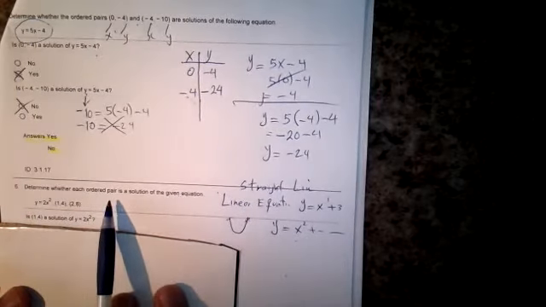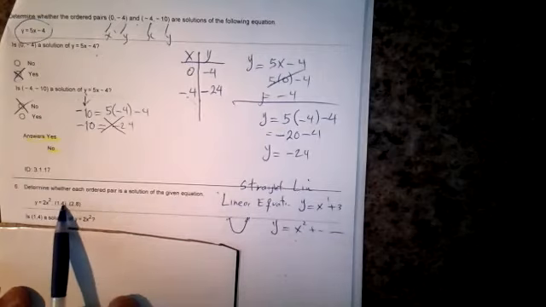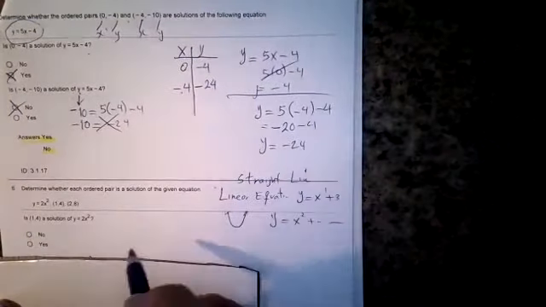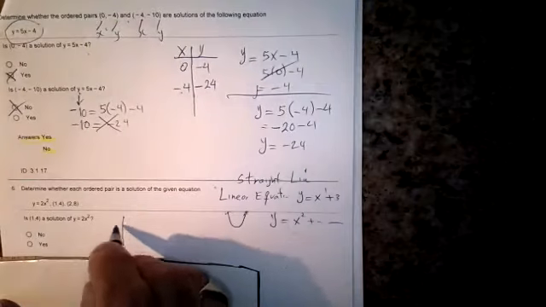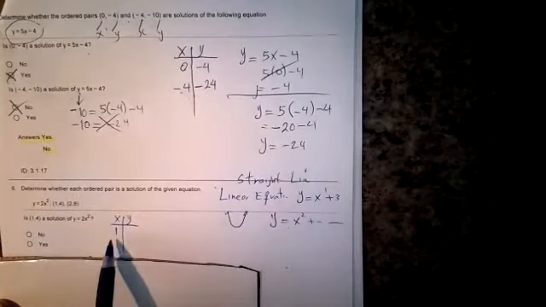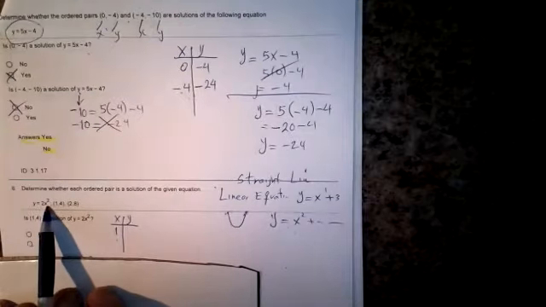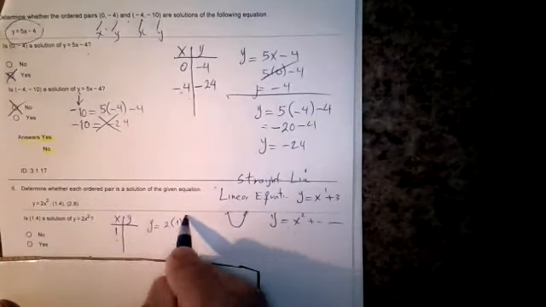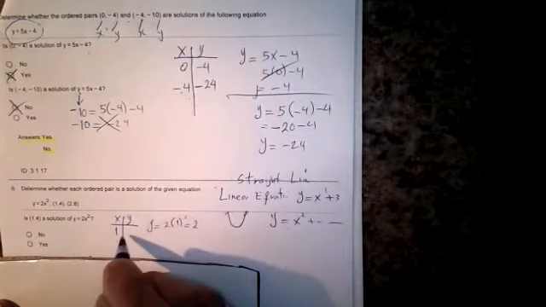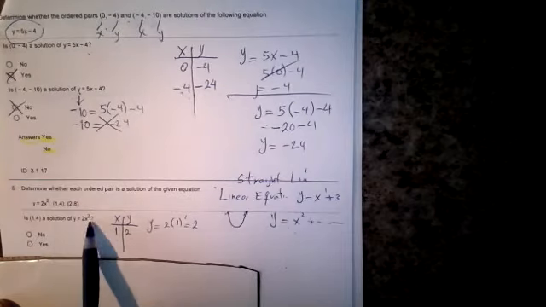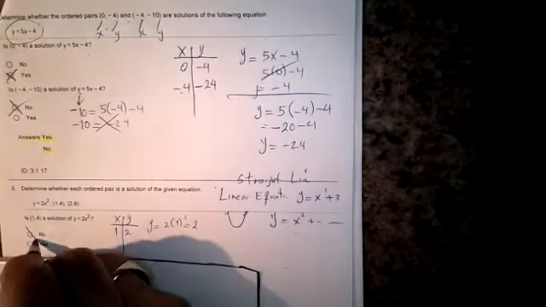In this case, what they want to know is: does the point (1, 4) work for this or not? Okay, let's see. So here, if x equals 1, I'll take that and substitute for the x here. So y is 2, since 1 to the power of 2 is 1, times 2 is 2. So when x is 1, y is 2, not 4, right? So does it belong? No.